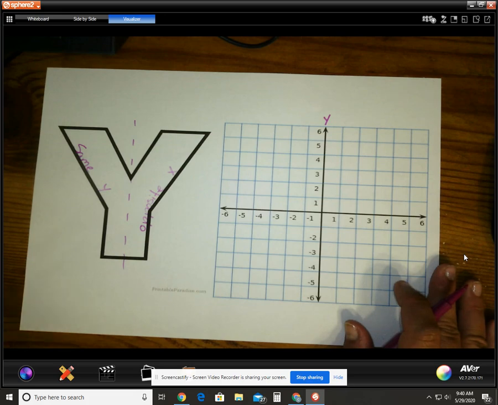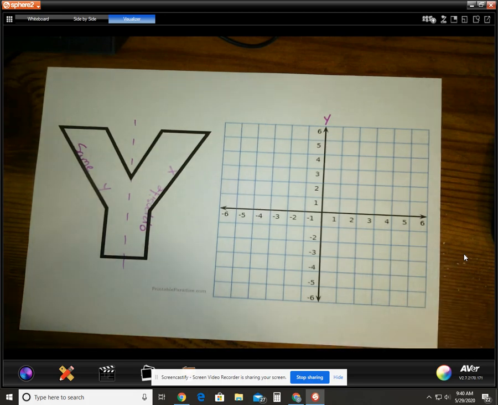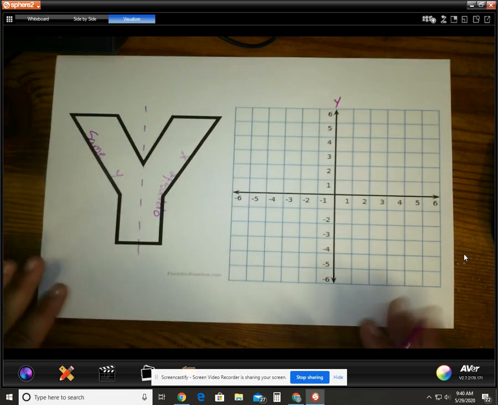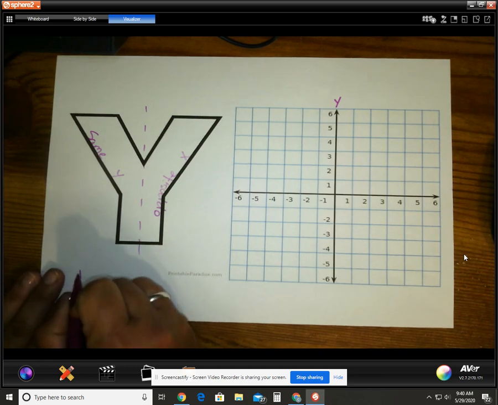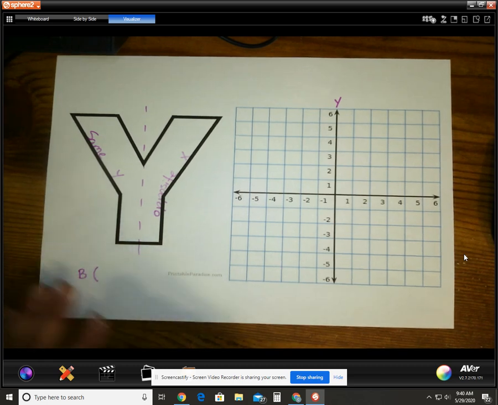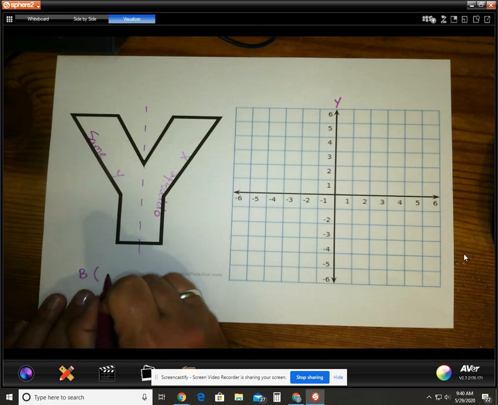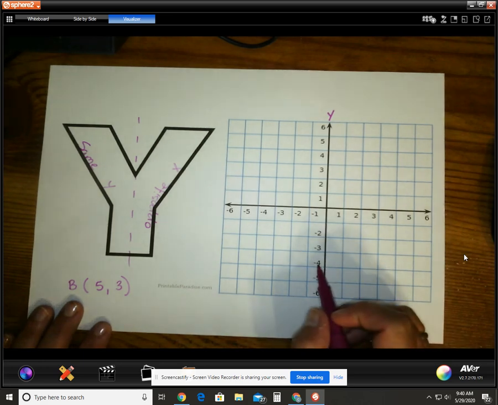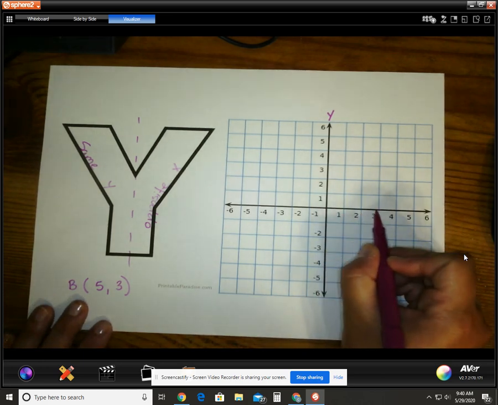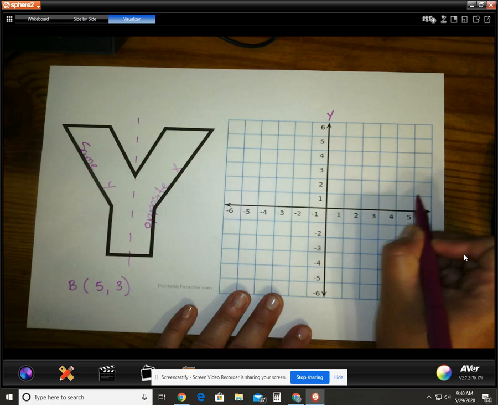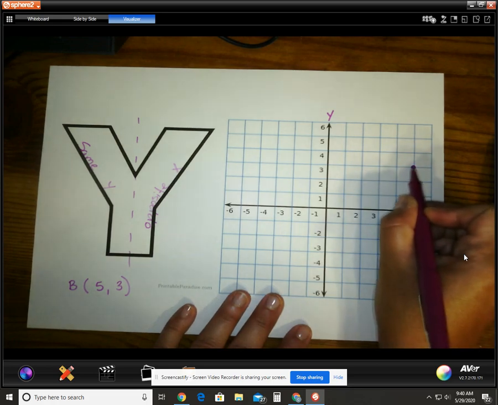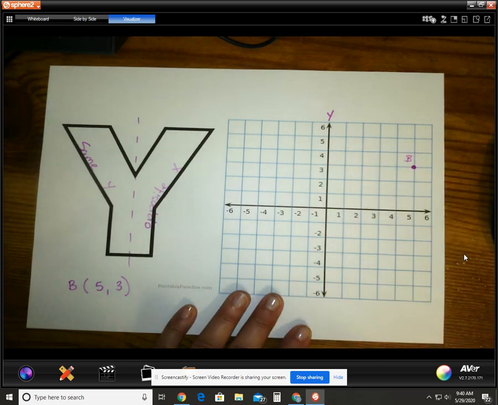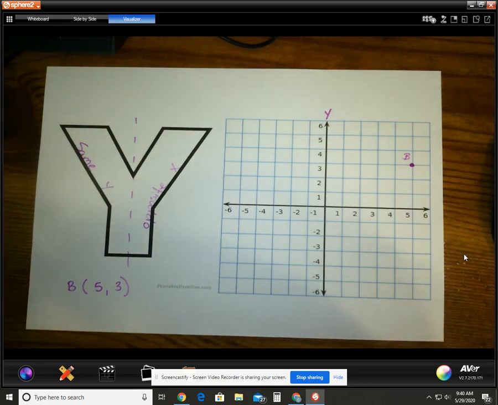So again, I can take points that I know, and I can do point B. And if I say that point B is at 5, 3, okay, I go and I plot it. I go 1, 2, 3, 4, 5, and then +3, 1, 2, 3. And this is letter B, that's right, my point.